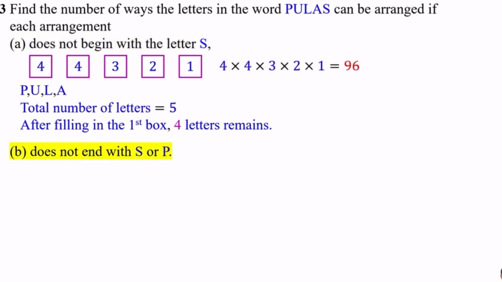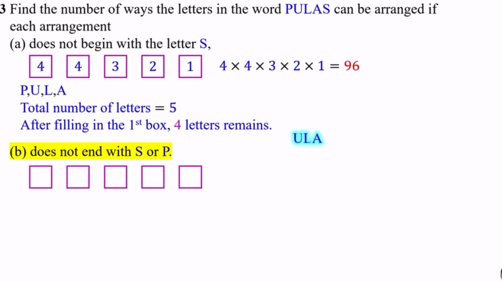Let's see question B. Does not end with S or P. Does not. So let's draw out all the 5 spaces. We are still using PULAS. Now we cannot end with S or P. So that means we can end with U, L or A. How many ways do we have?